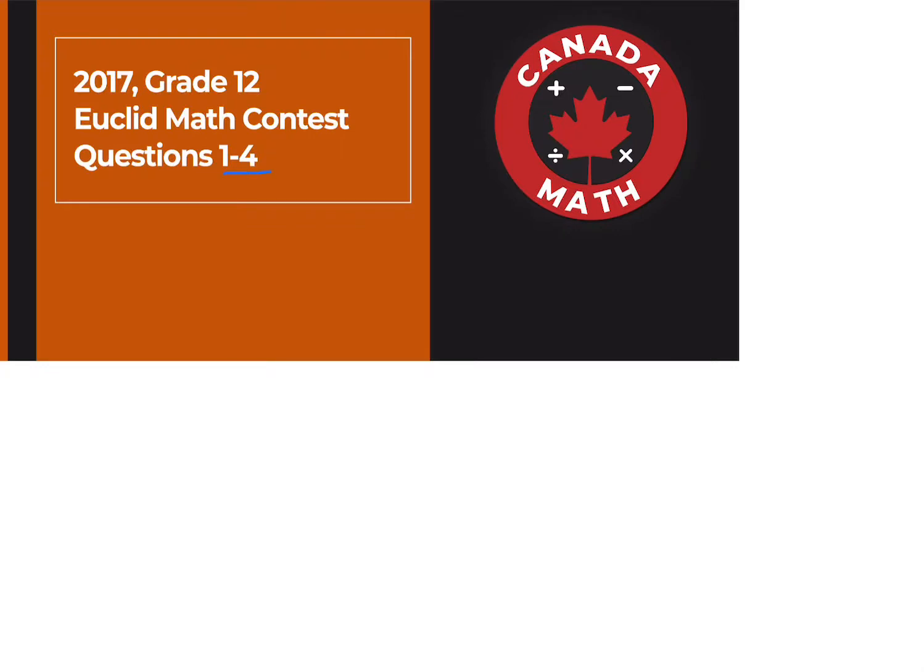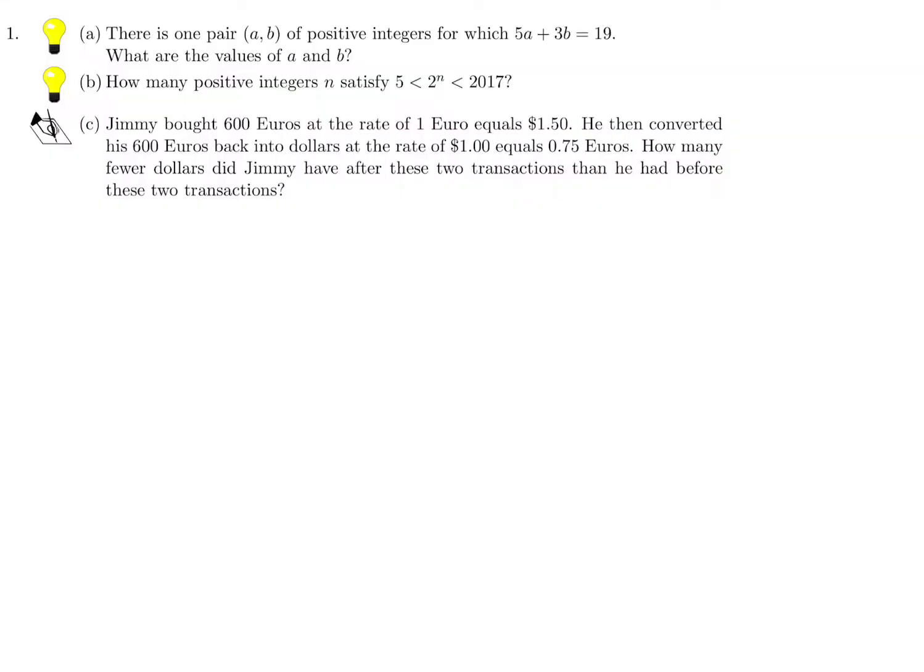Questions 1 through 4 on the 2017 Grade 12 Euclid Math Contest. There is one pair AB of positive integers for which 5a plus 3b is 19. What are the values of a and b? 5a plus 3b is equal to 19. So we have to find integer solutions. So we just play around with this.